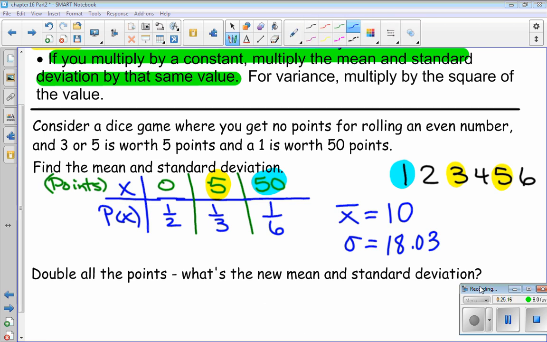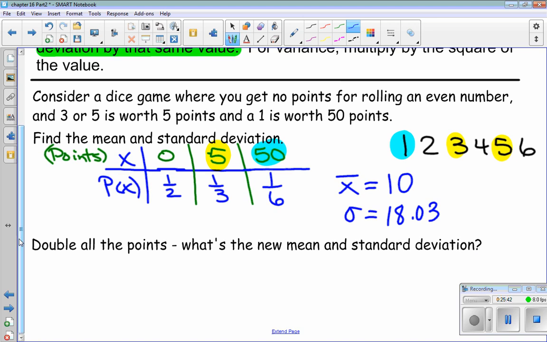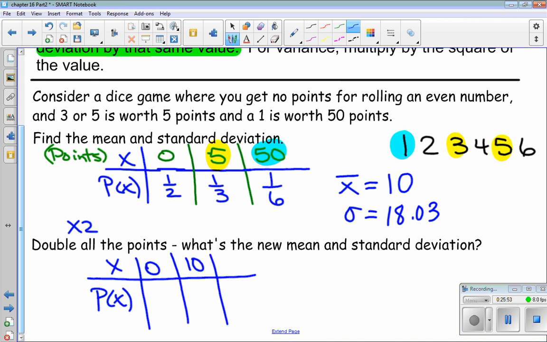Now, here's where what I was highlighting earlier comes into play. What if I change the game? And I say, okay, people really aren't winning. They're not going to play my game anymore. I'm going to double all the points. By doubling the points, what am I doing? Multiplying everything by 2. So I'm taking my defined random variable of point value, and I'm multiplying it by a constant, right? So when I multiply by 2, my new probability distribution becomes 0, 10, and 100, but all my probabilities are still the same, aren't they?